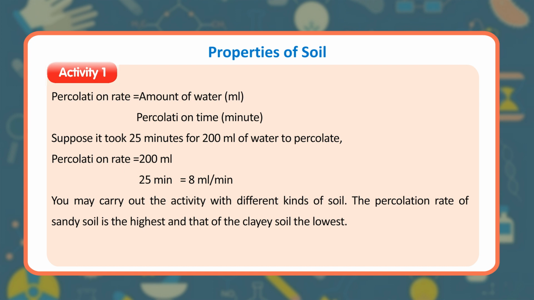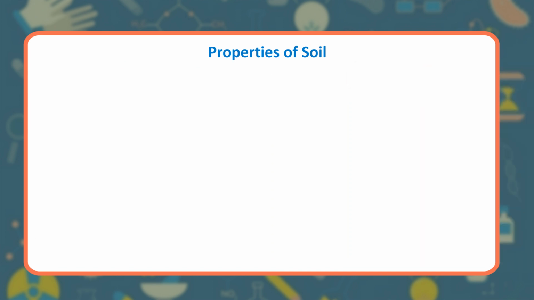You may carry out the activity with different kinds of soil. The percolation rate of sandy soil is the highest and that of the clayey soil the lowest.